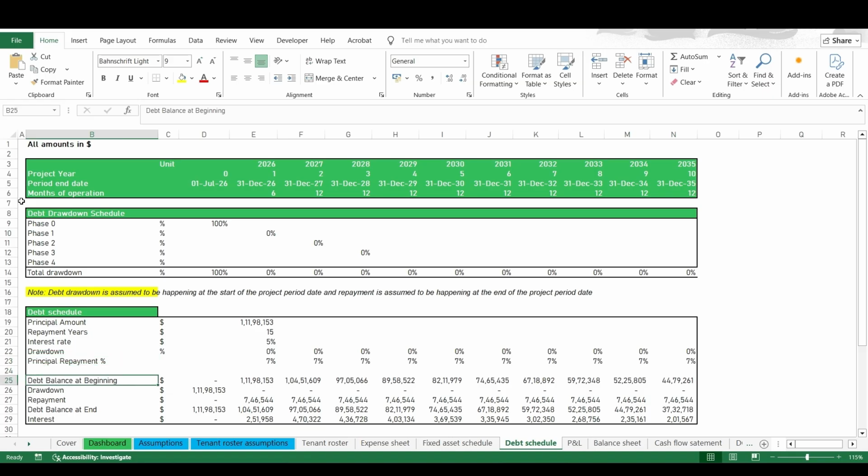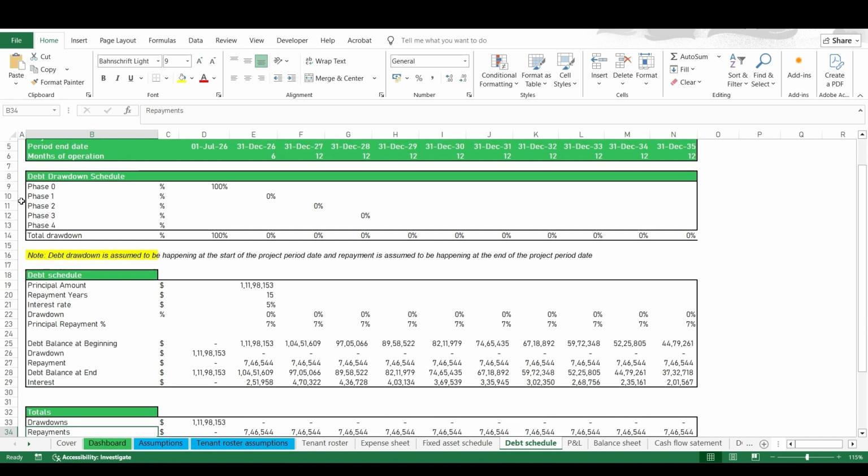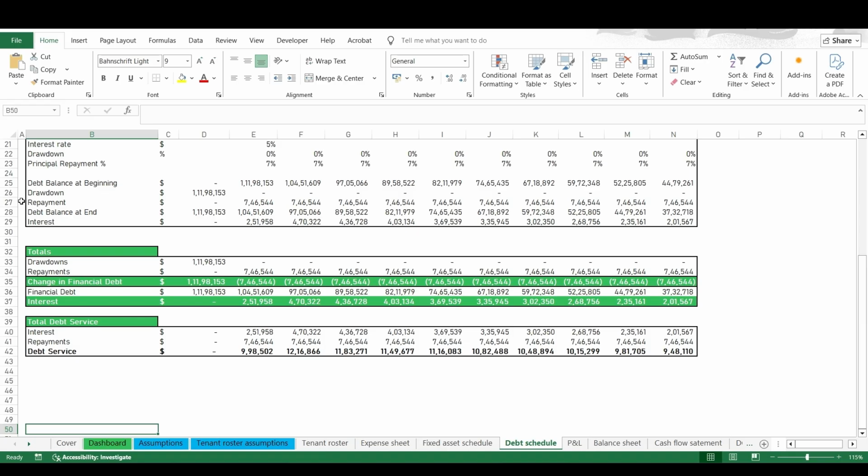Then we have the debt balance at the beginning, how much debt has been drawn down, how much we need to repay, and what will be the debt balance at the end of this period or year. Then we calculate the interest here. That's how we calculate the debt service so that we can know how much payment is going towards the interest and how much payment is going towards the repayment of principal. The total is called debt service.